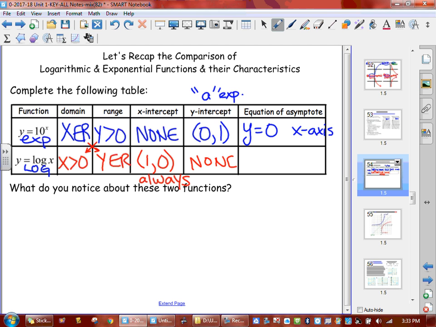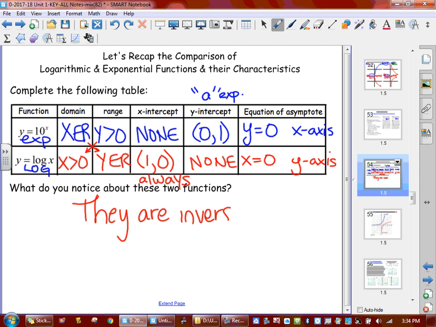They are inverse functions, which means they are reflections and opposite functions. Okay, so they are opposite functions, and again, that's if A equals 1.